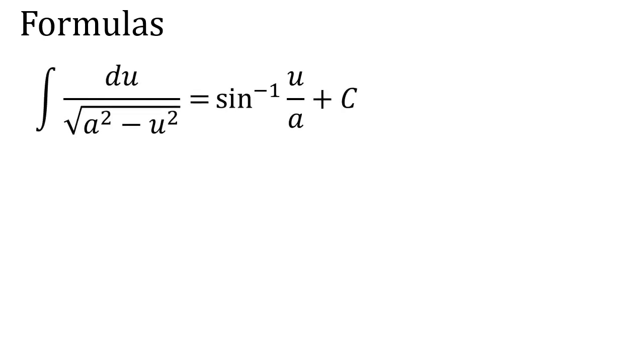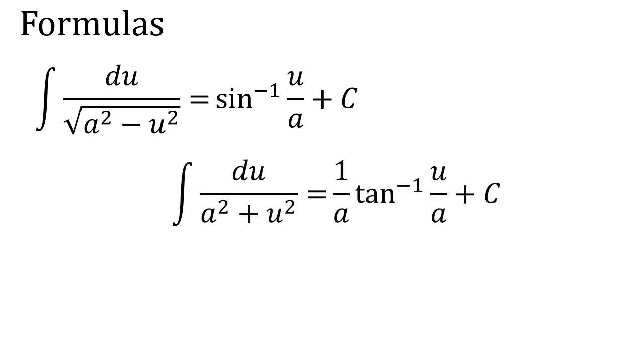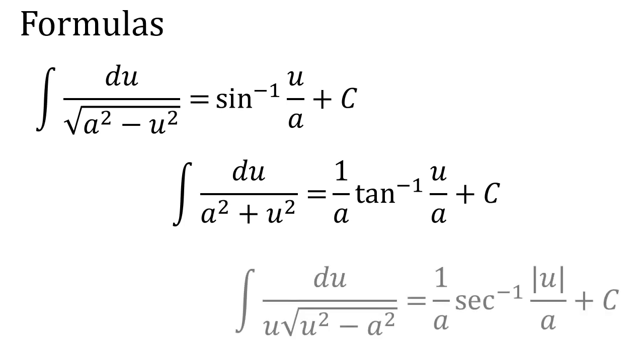First, we have the integral of du over square root of a squared minus u squared equals arc sine u over a plus c. Next is the integral of du over a squared plus u squared equals 1 over a arc tangent u over a plus c. Then we have the integral of du over u times square root of u squared minus a squared equals 1 over a arc secant the absolute value of u over a plus c.